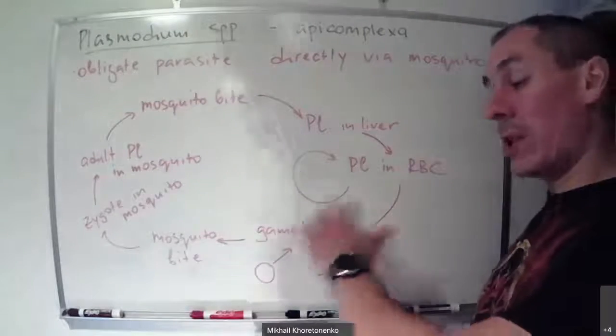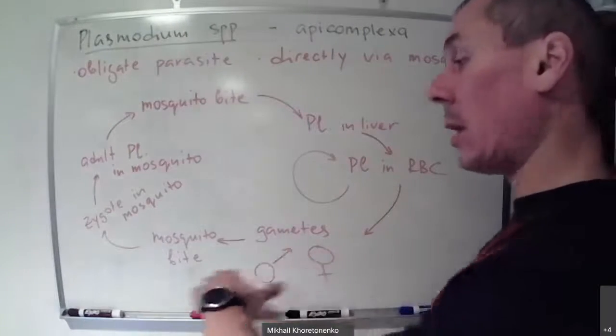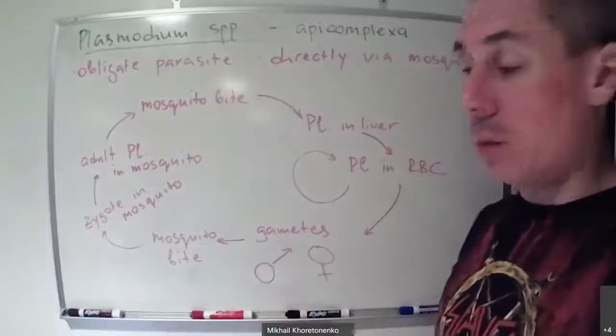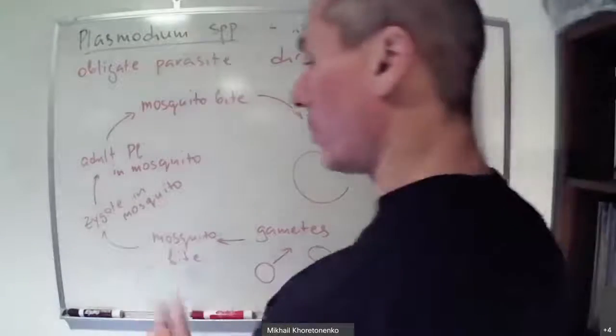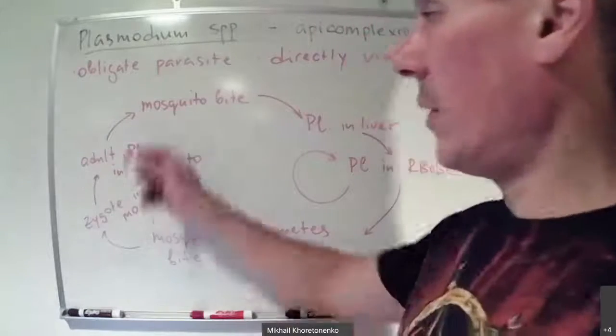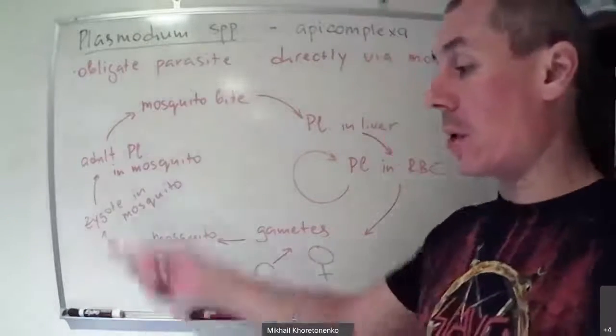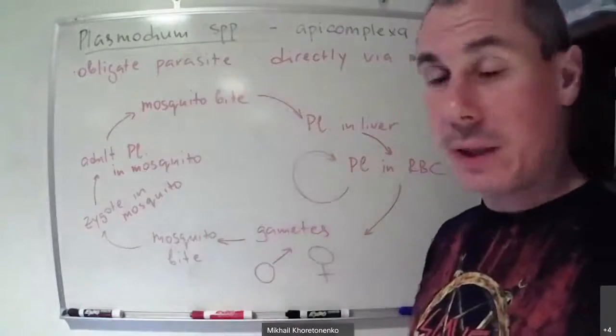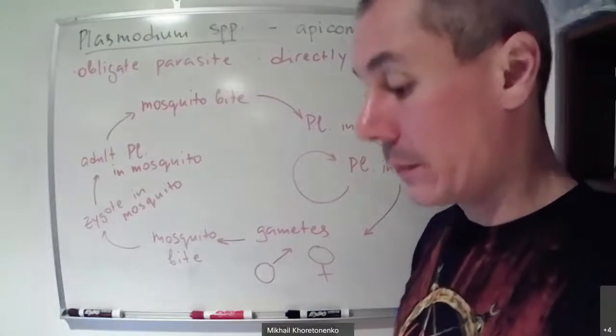Also, red blood cells produce gametes, which are taken up by a mosquito during a second blood meal. Gametes fuse, forming a zygote. Zygote develops into the adult Plasmodium in the mosquito, and the cycle starts over. Does that make sense? Awesome.